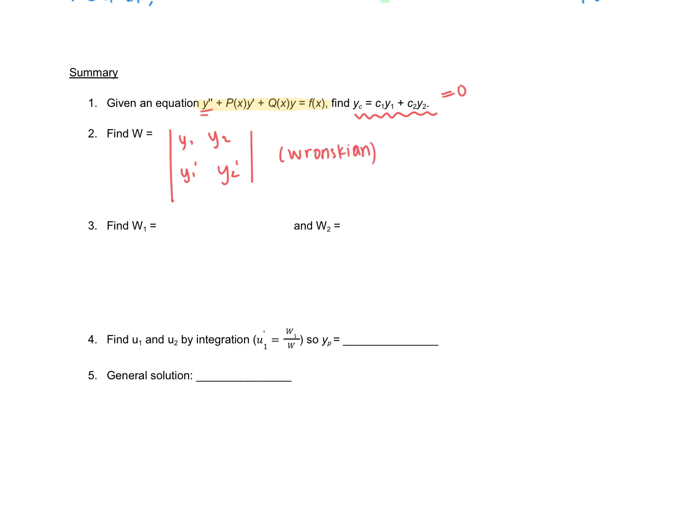Then we'll find w1 and w2. w1 would be 0 and f of x, and then y2 and y2 prime. w2 is going to be y1, y1 prime, and then 0 and f of x. And then we're going to find u1 and u2 by integration. So u1 would be w1 over w, likewise for u2. So our particular solution then would be u1 y1 add u2 y2. And finally, we would use that for the general solution, which would be the sum of the complementary and the particular solutions. So now that we've gone through this whole process, let's take a look at an actual example.